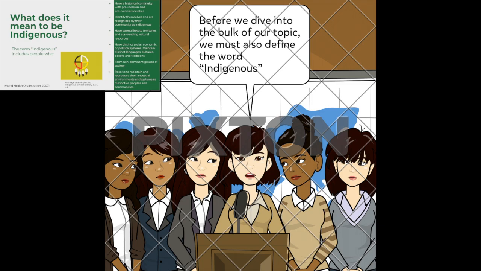They identify themselves and are recognized by their community as Indigenous. They have strong links to the territories that they inhabit. They have distinct social, economic, and political systems, and they maintain their distinct languages, cultures, beliefs, and traditions. They form a non-dominant group of society, and they resolve to maintain and reproduce their ancestral environments and systems as distinctive peoples and communities.